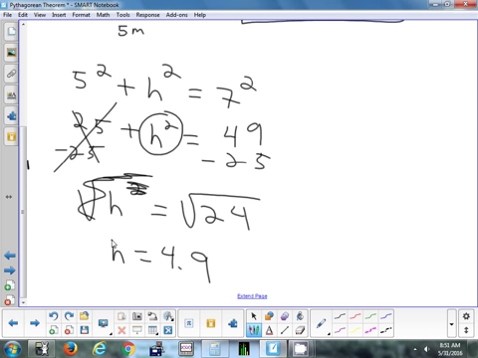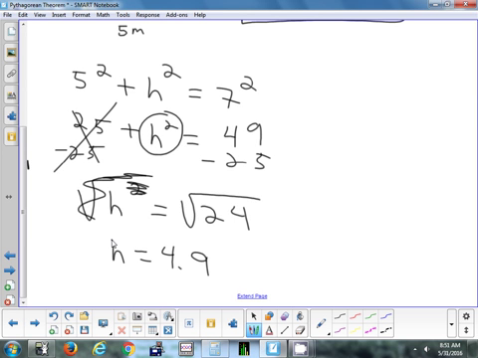Gage, is that a Pythagorean triple? No. How do you know? Why is it not a Pythagorean triple? Yeah, guys, it's a Pythagorean triple when it does not come out to a decimal. It comes out to a nice answer. If it comes out to a decimal, it's not a Pythagorean triple. It's that simple. 4.8. Yes, I rounded it.